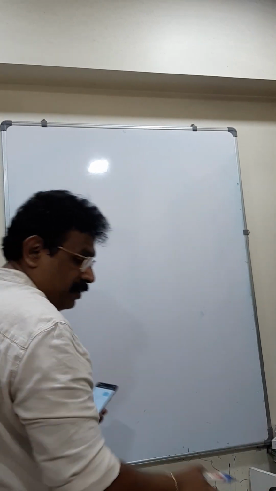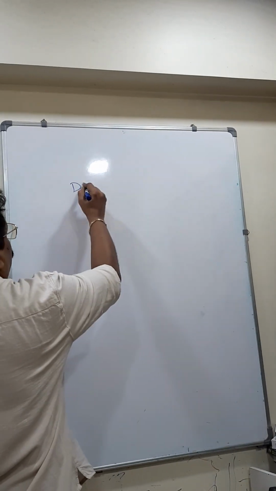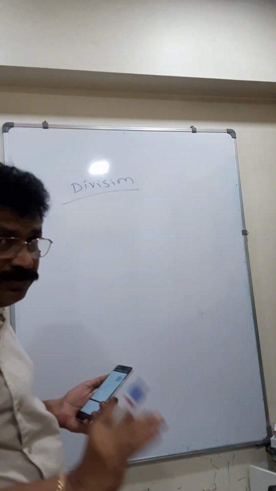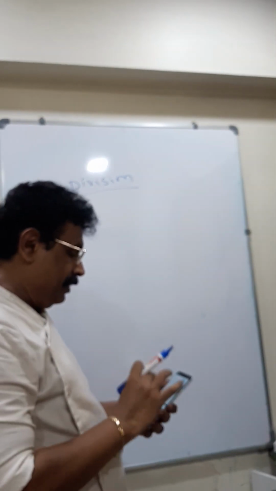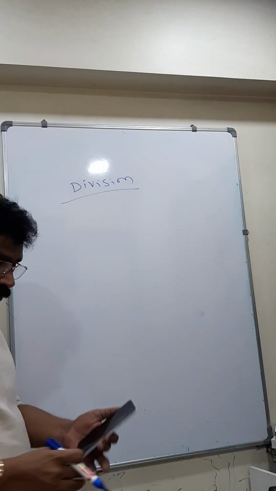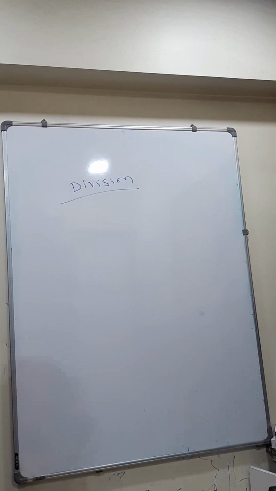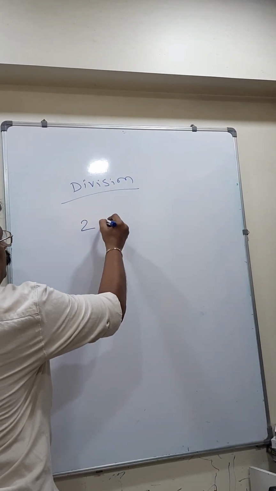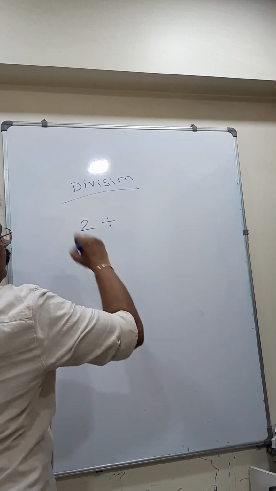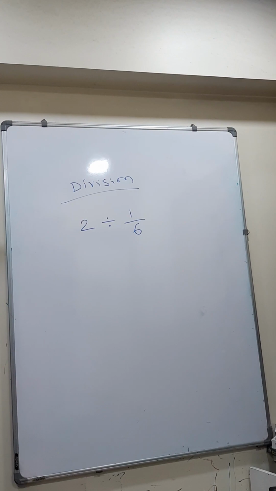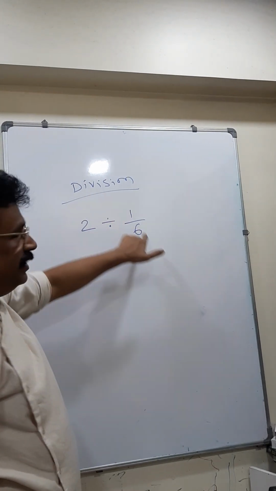Now we will do some sums in division. Pay attention here. Division में कुछ चीज ध्यान से सुनना. See, we will not follow the book. I'll give you my own. 2 divided by, say, 1 upon 6. Now I want to solve this. 2 divided by 1 upon 6.